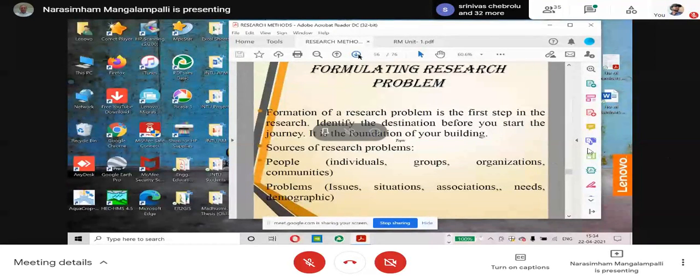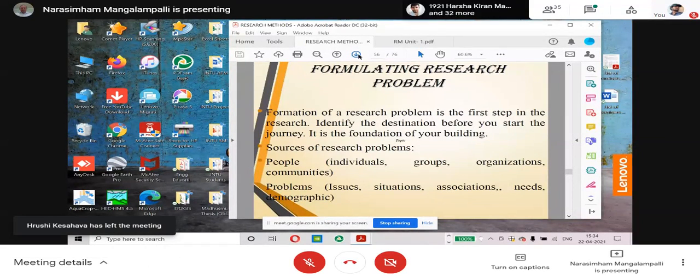So, continuing, formulation of a research problem is the first step in the research. Identify the destination before you start the journey. It is the foundation of your building. See, for any building, you will have a foundation. So, here also for your research, proper formulation is the foundation.